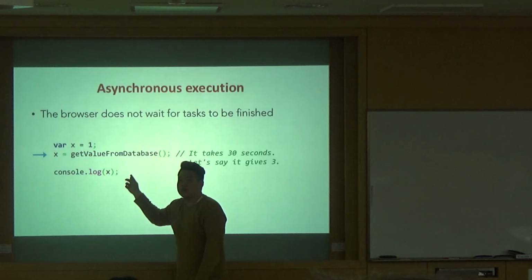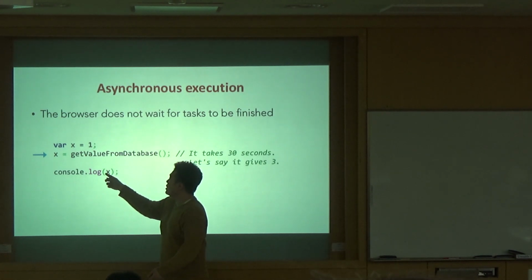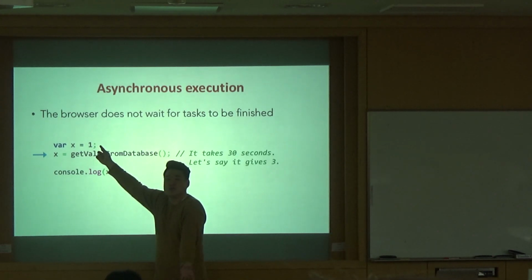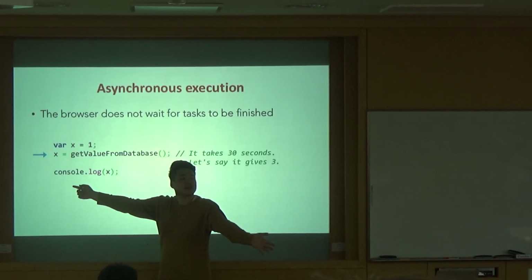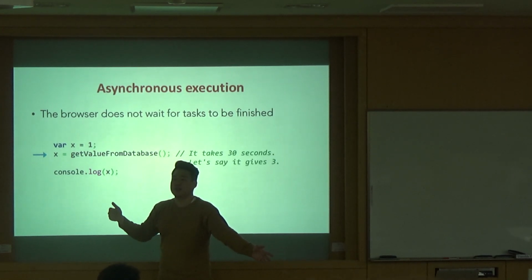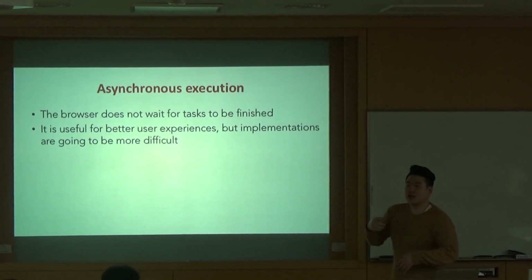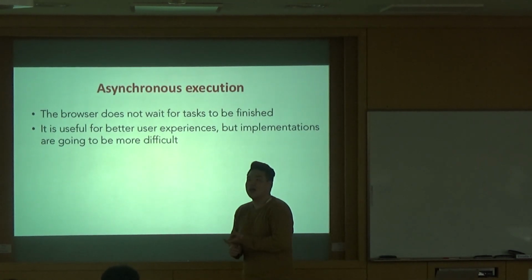And x is going to be something returned from this function. We don't know. But it doesn't necessarily need to be 1. Okay. This is the asynchronous execution that you guys have to understand. And it makes you a huge difficulty.